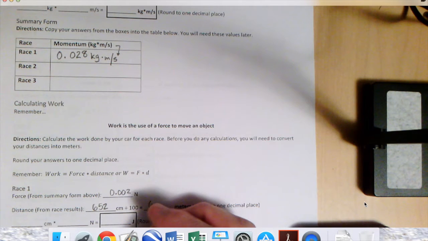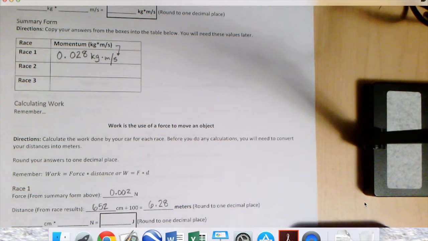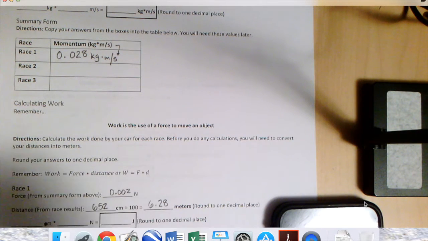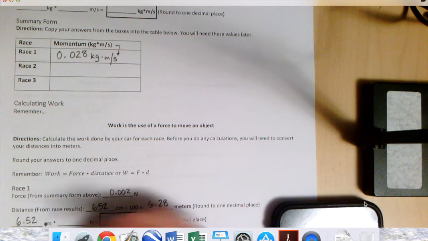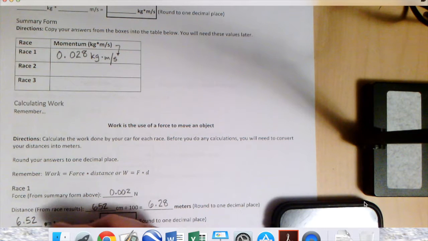And if you notice by now, these numbers keep on coming up. Every time you use distance, you convert it to meters. It's the same thing. So let's go ahead and put in our information. Not in centimeters, but rather 6.52 meters times, because work equals force times distance, the force, 0.002.